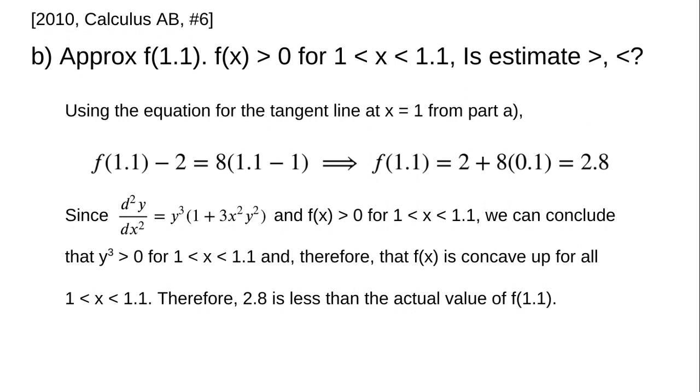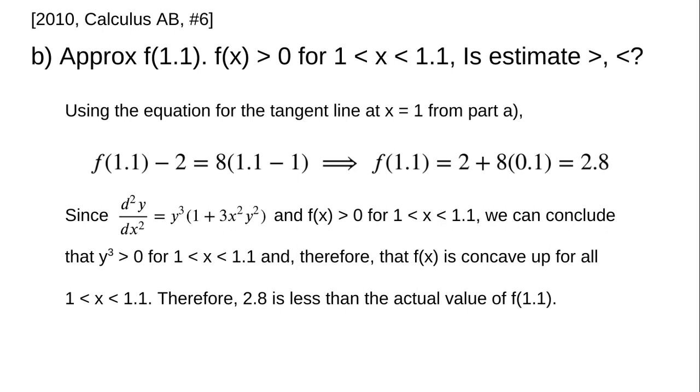Now the second part requires a little bit of thinking, some reasoning, and some understanding of number sense and some calculus concepts. Since d squared y/dx squared is given by y cubed times (1 plus 3x squared y squared), and we're given that f(x) is greater than 0 for all x between 1 and 1.1, we can conclude that y cubed is also greater than 0 for all x between 1 and 1.1. So if y cubed is greater than 0, it is certainly the case that 1 plus 3x squared y squared will be positive on that interval as well.